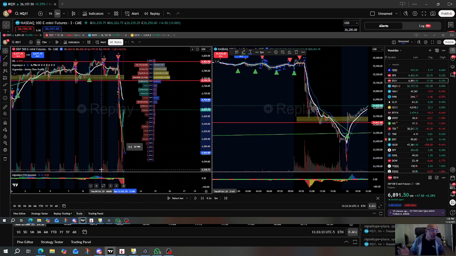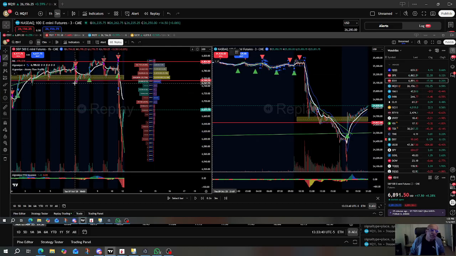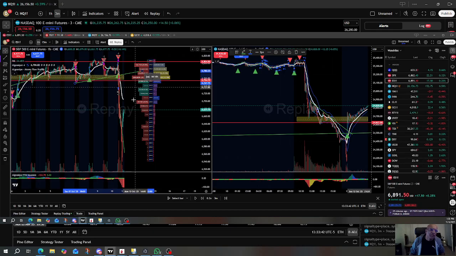But I need the proper setup to the downside. My proper setup was here, the first one, but I missed it, right? This was my setup right there. This is where I would have gone short. This is where my trend line would have broken to the downside, right? And I also have a support line here.